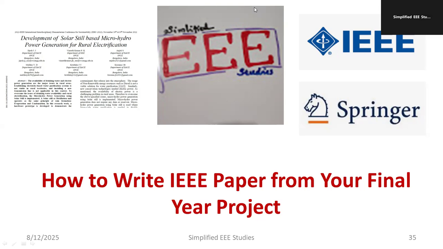Because publication is a validity, something like a certification. You are validating your work by publishing the paper, right? So make sure that you submit to a reputed conference, especially IEEE, Springer, etc. Also make sure that whenever you are submitting, it should be Scopus indexed. That's also very important.